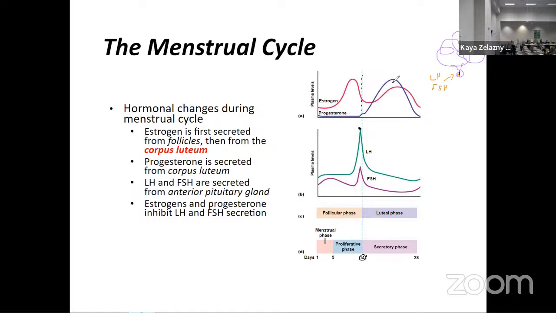Now, that spike is partially a spike because it goes way, way up and then way, way down. Otherwise, we would just call it a rise and it would just sit there. In the luteal phase, that corpus luteum is releasing more estrogen and progesterone. This suppresses the LH and FSH, so we can see that the LH and FSH during that luteal phase are low.